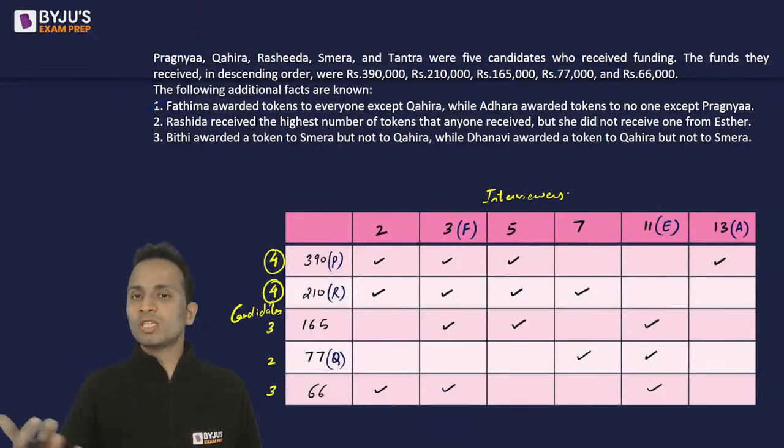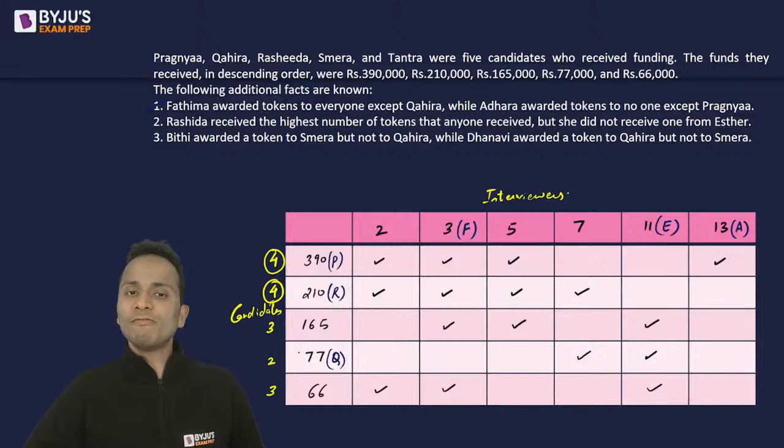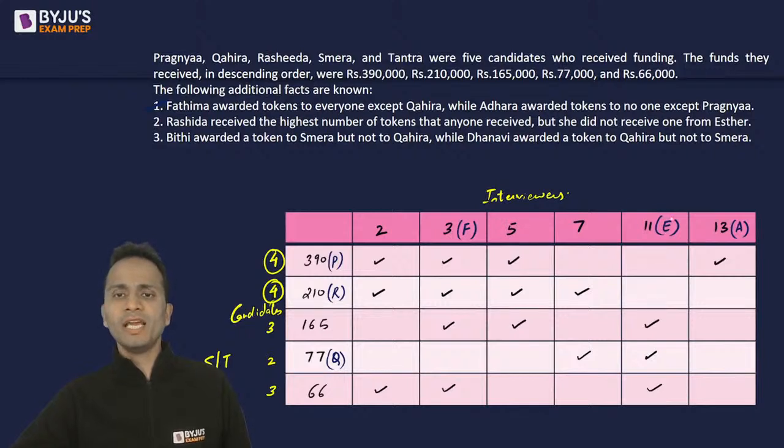Now let's move on to the third point. Now which two candidates are left? So let me find out their names. P, Q and R are already done. S and T, these 2 candidates are left. And among the interviewers, A is done, E and F are done. So B, C and D, these 3 interviewers are left.